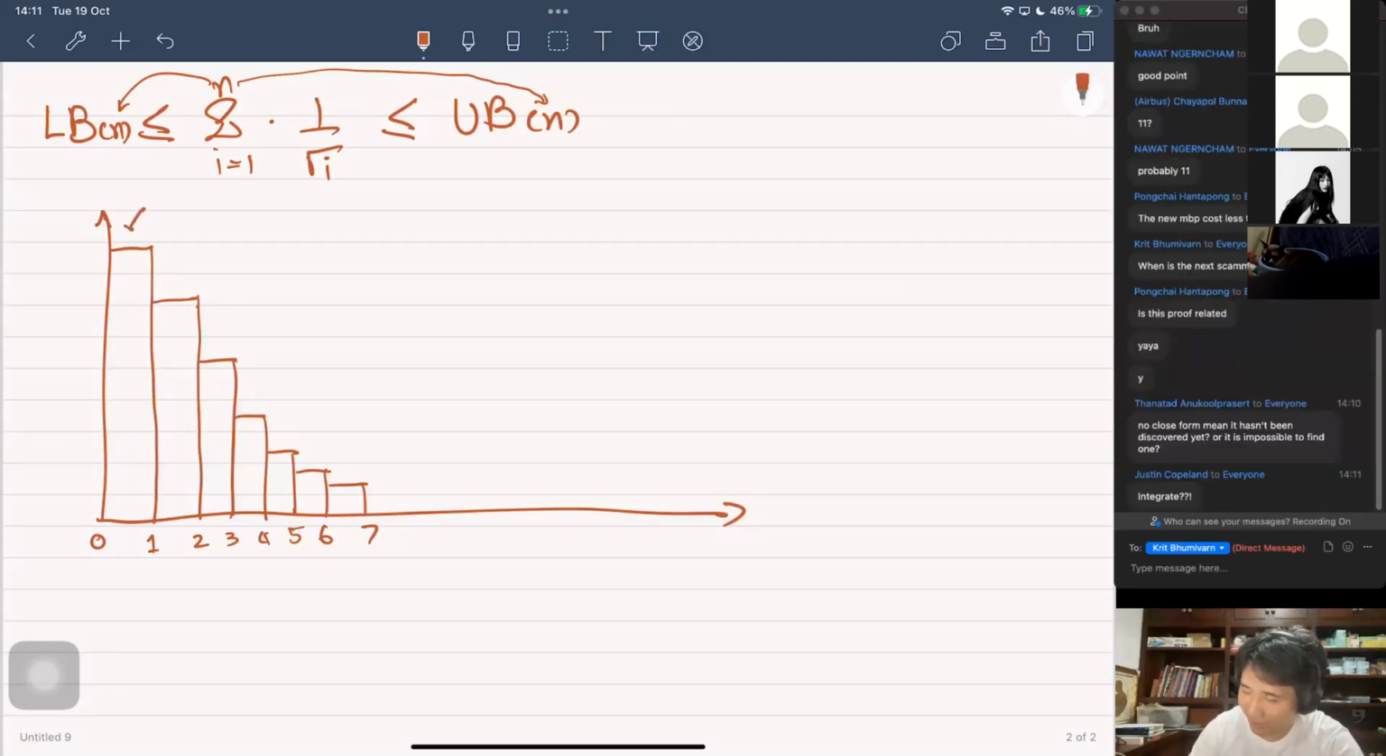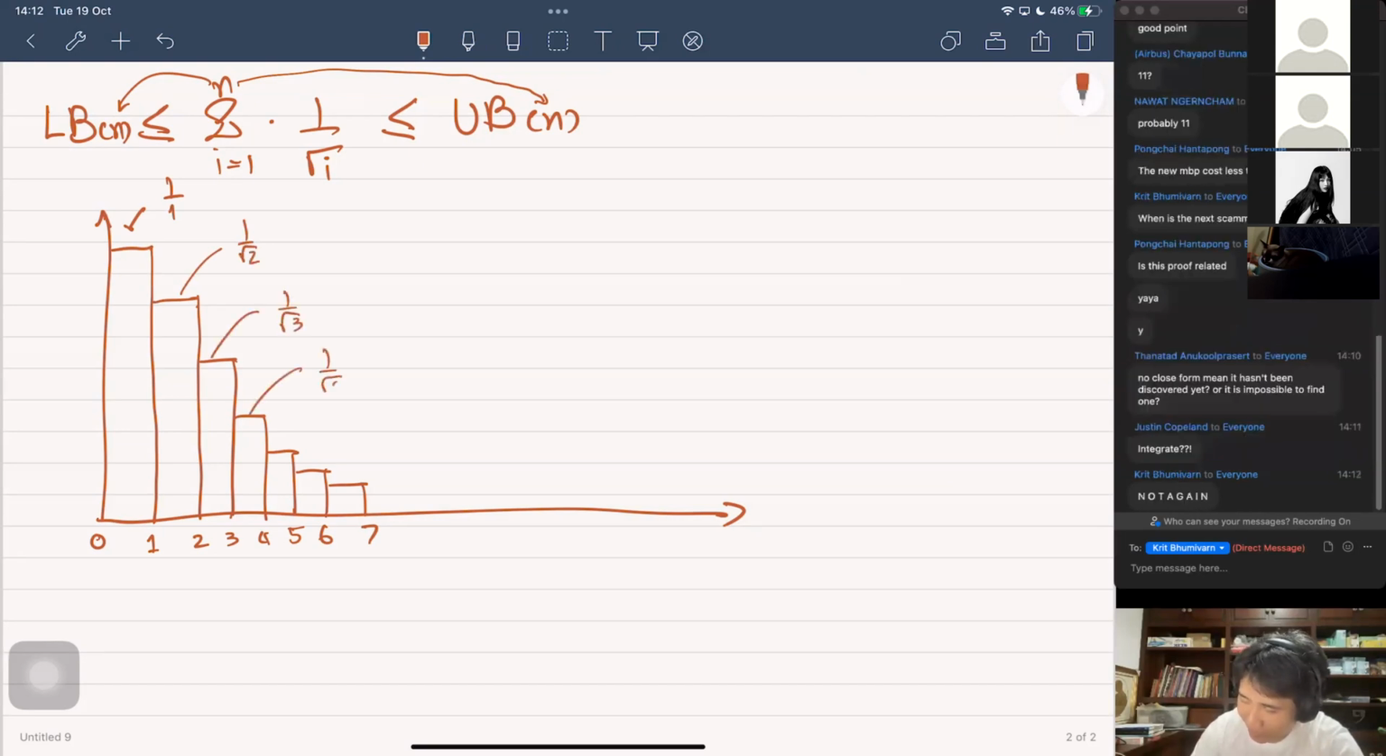Yes, we're gonna integrate. But wait 2 seconds before I finish. This is 1 over square root 2. This is 1 over square root 3. This is 1 over square root 4. This is 1 over square root 5, and so on.